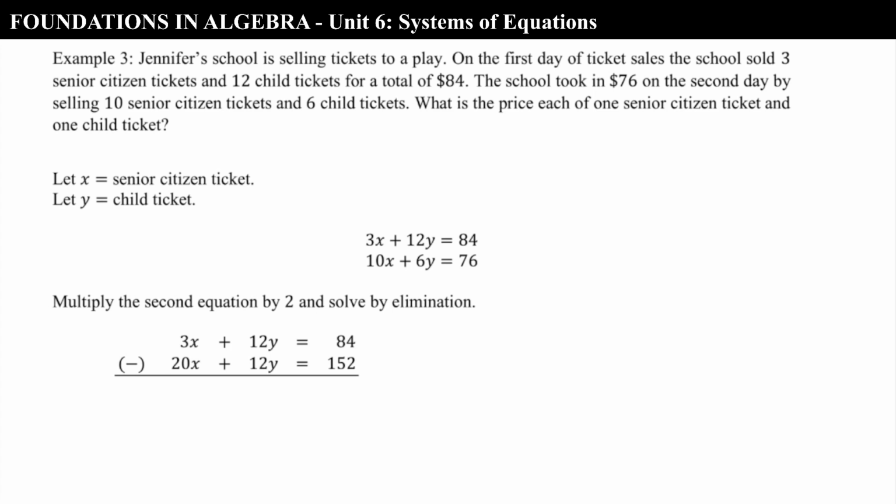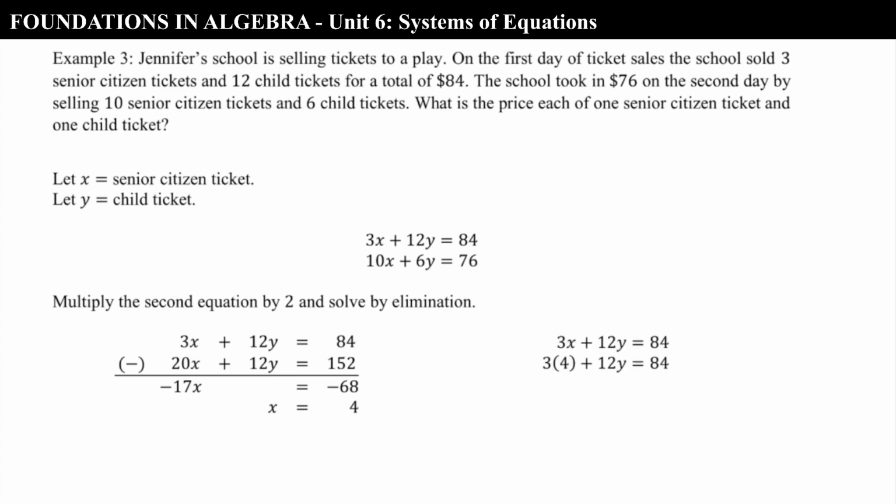So 3x minus 20x gives us negative 17x. 84 minus 152 gives us negative 68. And then if we divide each side by negative 17, use your calculator if you need to, you get x equals 4. So now that we have x equals 4, we're going to substitute that back into one of the equations. So let's just use the first one.